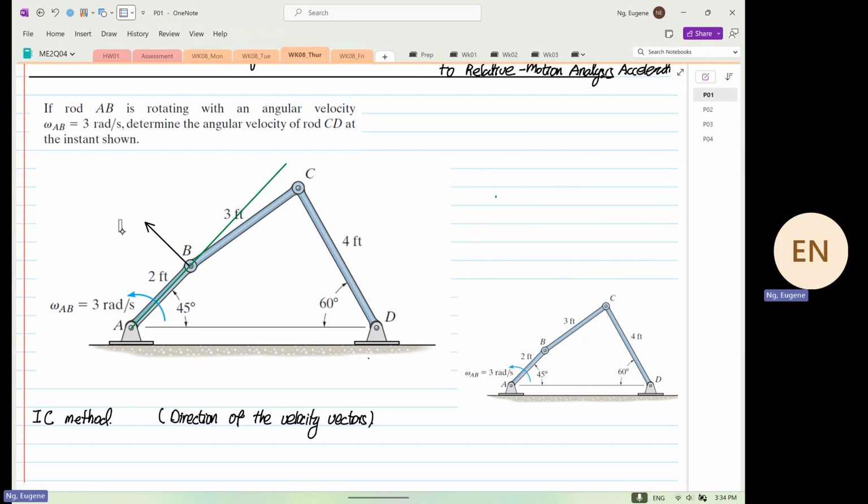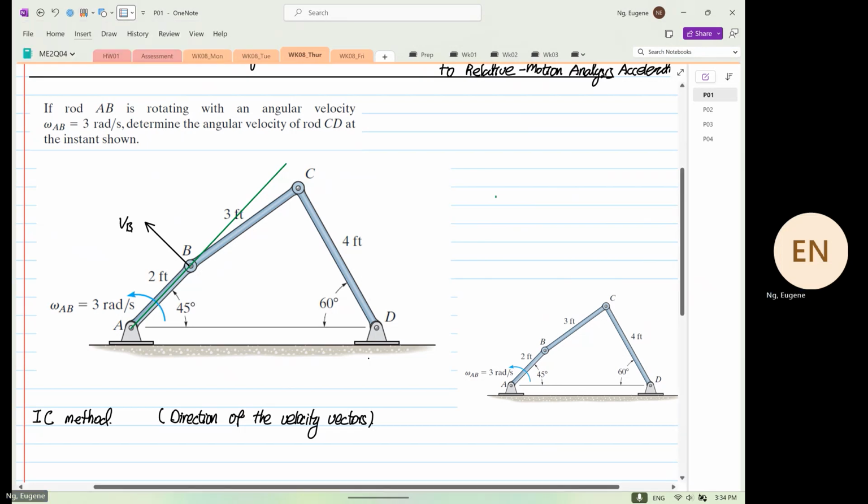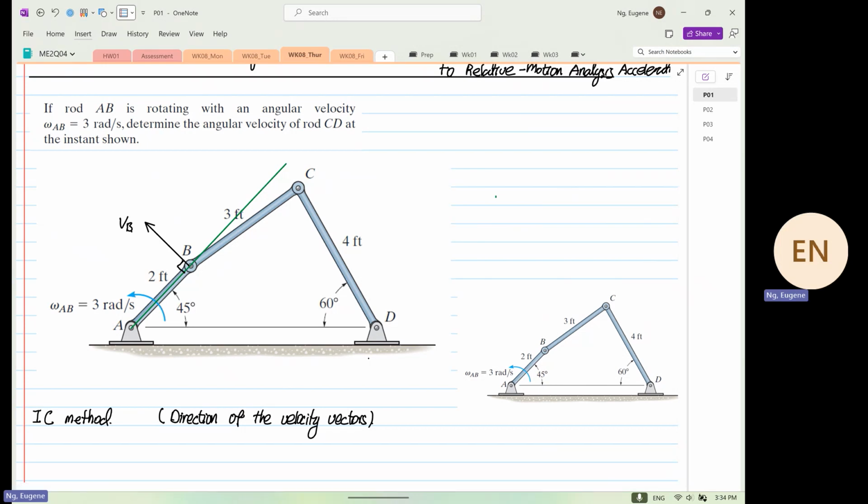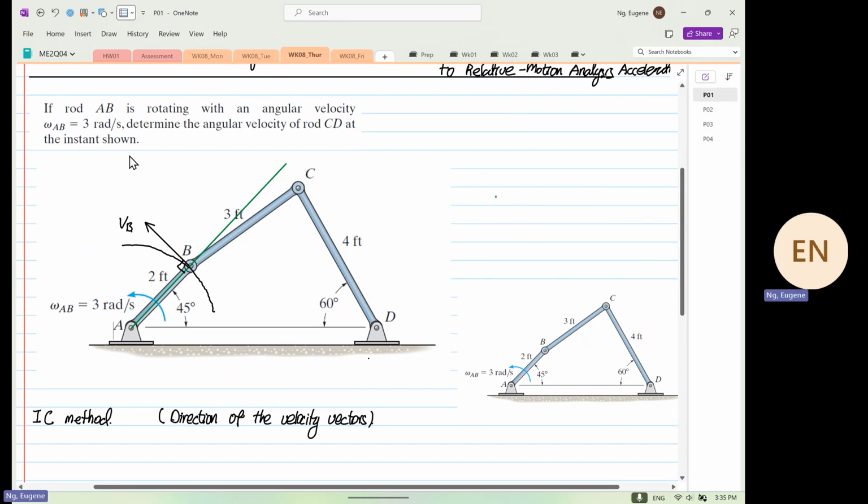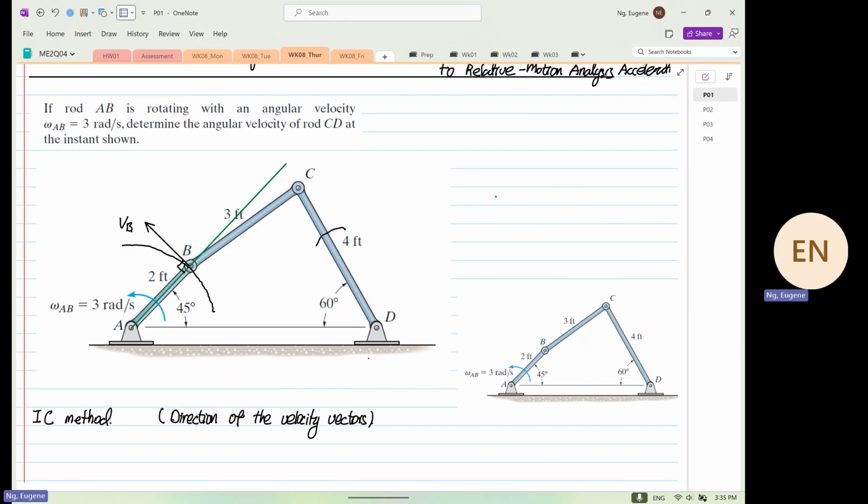This is our VB. Right? It has to be perpendicular to member AB. Any idea why it has to be perpendicular to member AB? Because it's going to generate a curve motion. Are we clear? Right? And the radius, the 2 feet, will not change at all. Yes?